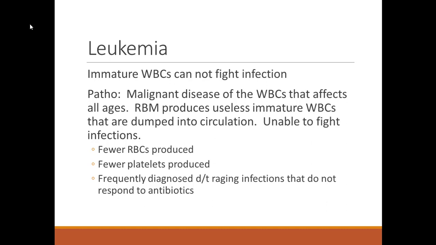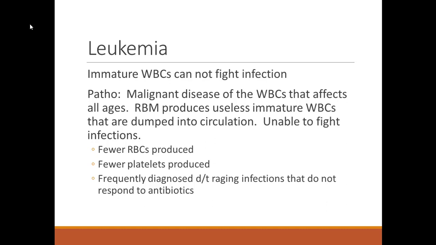They're making them, they're just not mature and they're in overabundance. The first case of leukemia was found in 1845, and it actually means white blood. So there are so many white blood cells that they actually named it white blood.